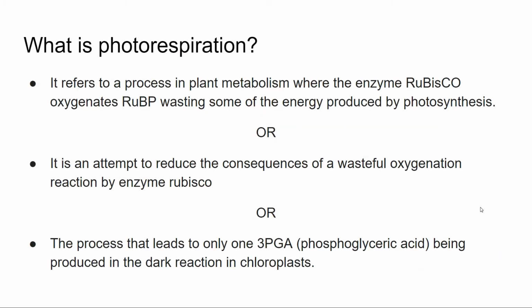So what is photorespiration? It refers to a process in plant metabolism where the enzyme rubisco oxygenates RuBP, wasting some of the energy produced by photosynthesis. It can also be defined as an attempt to reduce the consequences of a wasteful oxygenation reaction by enzyme rubisco, or the process that leads to only one 3-PGA, or phosphoglyceric acid, being produced in the dark reactions in chloroplast.